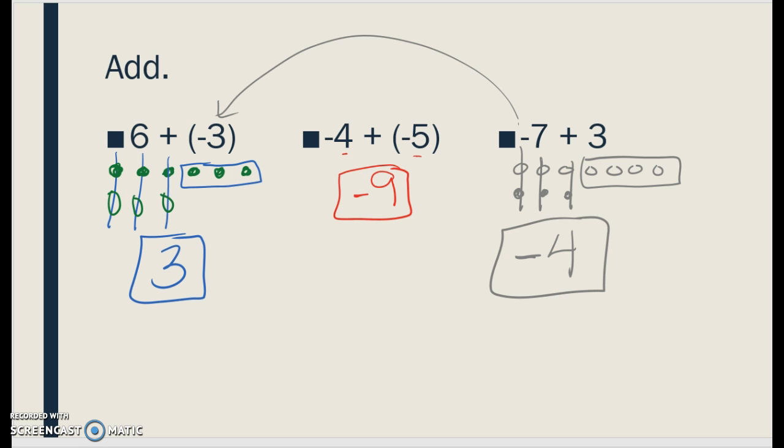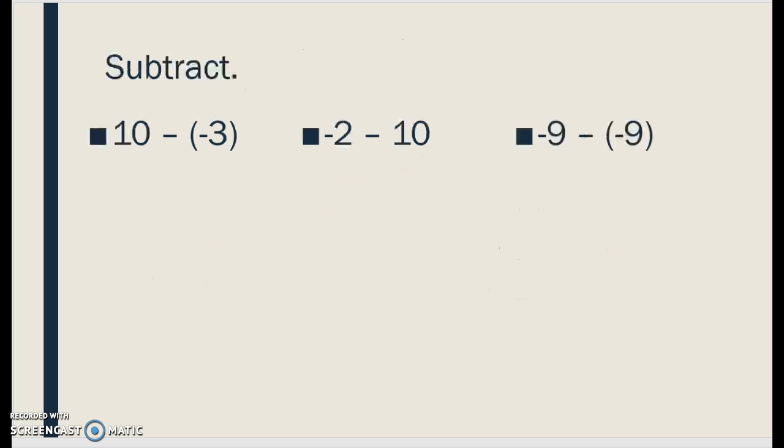Now we're going to go ahead on into subtraction. Our first one is 10 minus a negative 3. Now we talked about, again, in class, when these two symbols are right next to each other, the subtraction sign and that negative sign, those two become a positive. So this actually turns into 10 plus 3, which is just a basic addition problem. So our answer is actually 13.